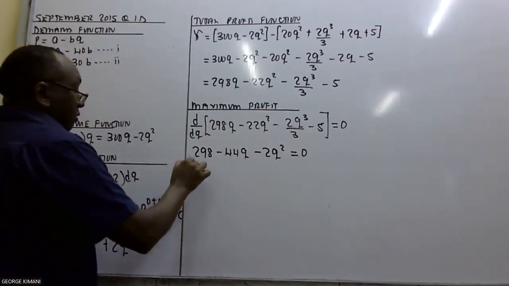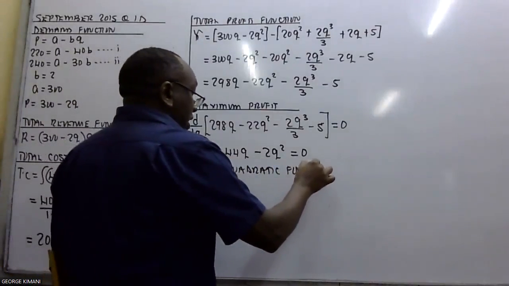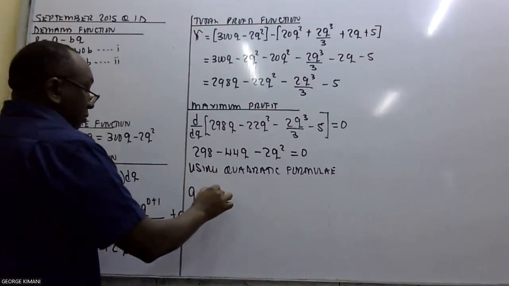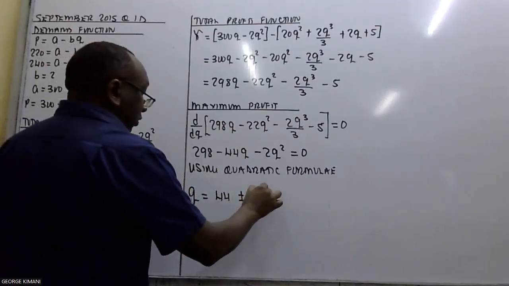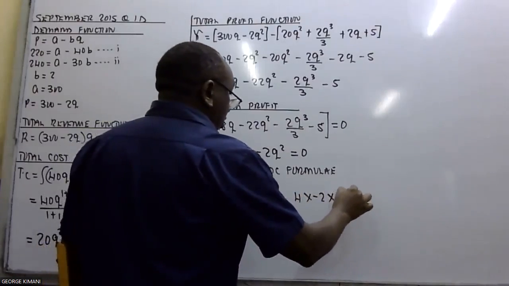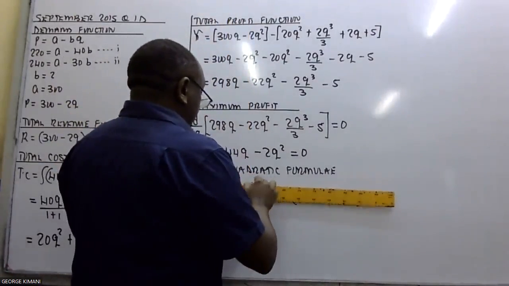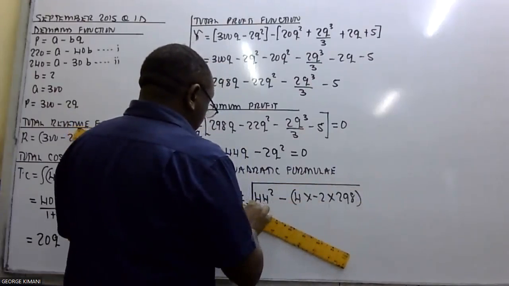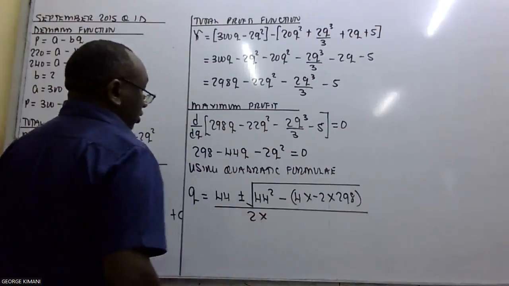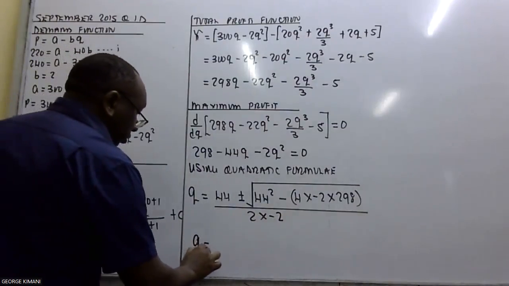So using the quadratic formula, which we have written earlier on, we get Q is minus B. So minus minus, that becomes 44 plus or minus the square root of 44 square minus 4 times A, which is minus 2, times C, which is 298, over 2 times minus 2. So can you give the final answers?